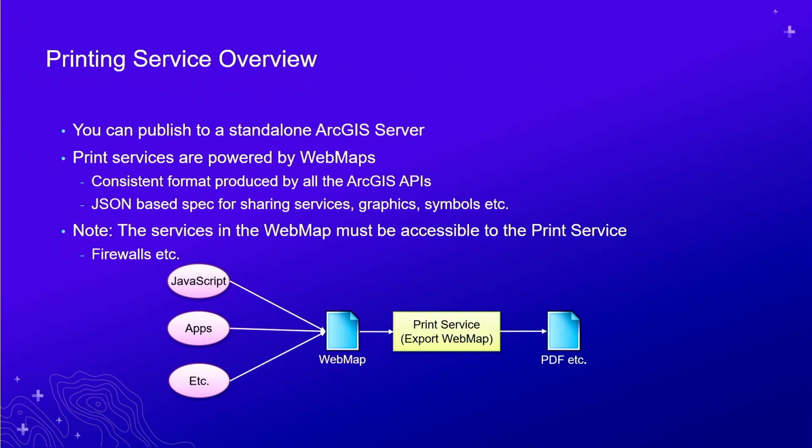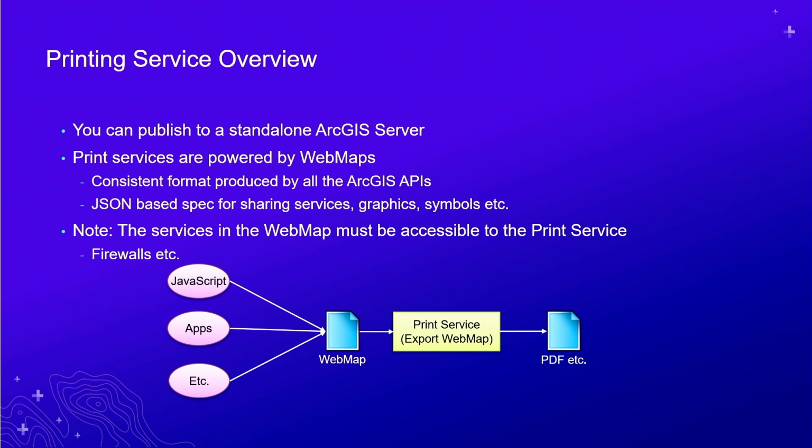All right, printing service overview. It's important to understand how this process works because it'll help you with your implementation of how this service comes to life. You publish your print service to a standalone ArcGIS server. The print services are powered by web maps. Web maps are a consistent format that's produced by all our APIs. It's just a JSON specification, but it allows for sharing of service endpoints, graphics, symbols, etc.